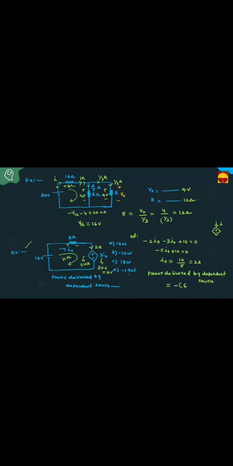This is 6 into 2, voltage is 6 volts, current is 2 amperes. This is equal to minus 12 watts, not plus 12 watts. Sorry, minus 12 watts is the right answer. It is a sink, not a source here. If the current is like this, with voltage V, then power equals V into I. If the current is like this, P equals minus VI. Current is entering at positive, so it's a minus, it's a sink. Then power delivered by the dependent source is minus 12.